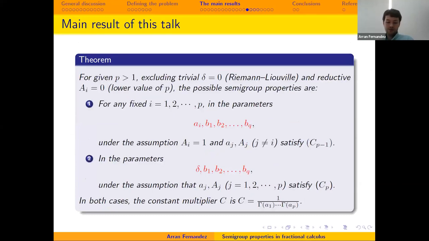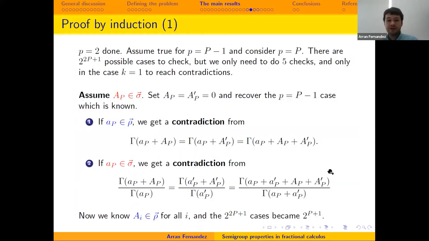Okay, now we come to the main result of the talk, the main theorem. This is for any given p, excluding trivial and reductive cases, the possible semigroup properties are as follows. Either one single little a and all the little b's with a CP minus 1 assumption, or delta and all the little b's with a CP assumption. The proof is by induction.